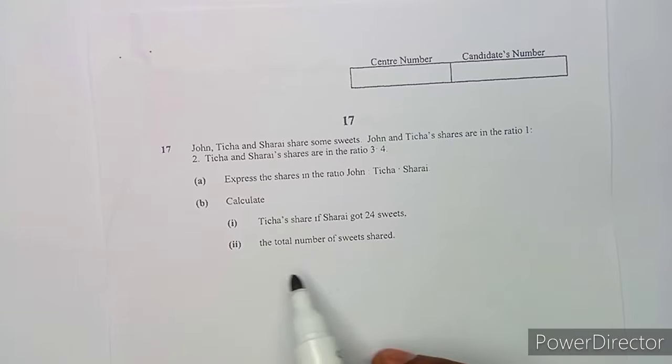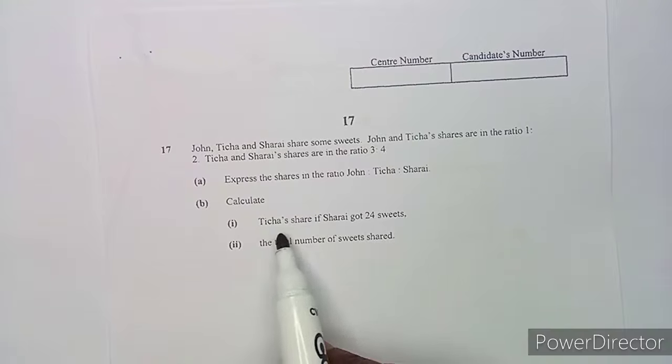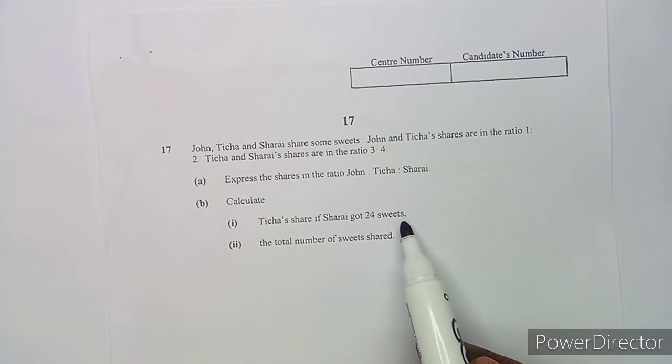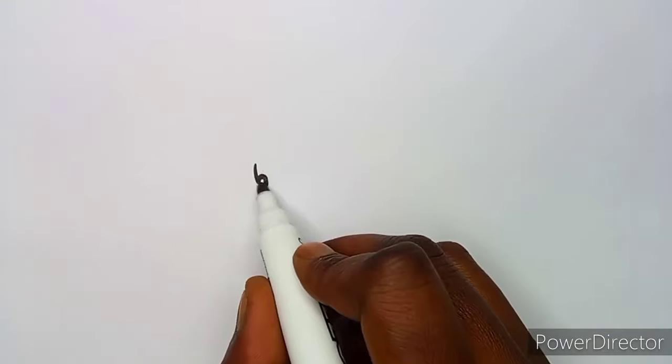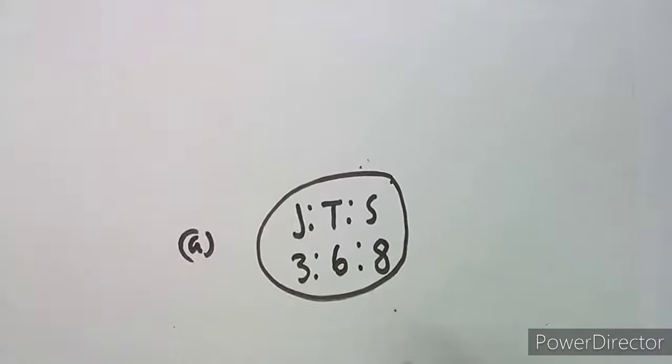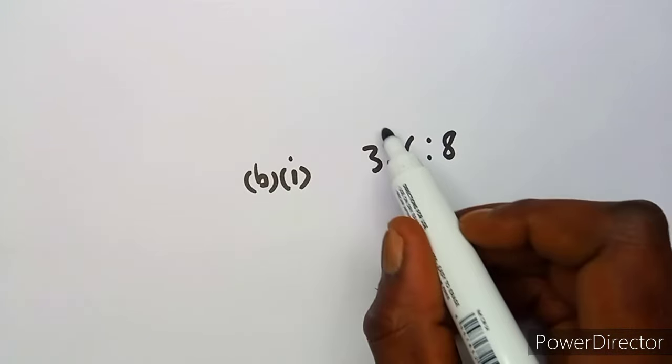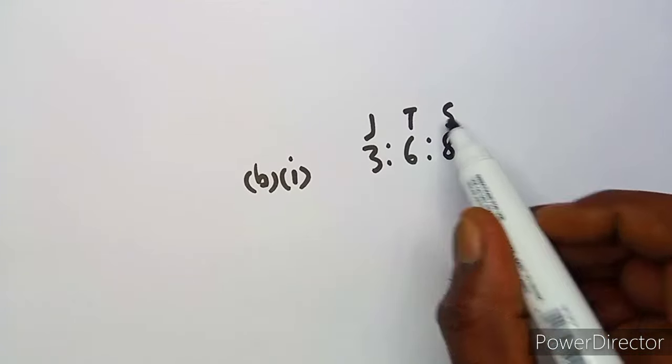Let's move on to the other part now. On B, we are given that, okay, these guys here that we're talking about, calculate teacher's share if Sharai got 24 sweets. Okay, so this is what I'm just going to do, because now I have got the ratio. Remember, these guys, they've got this ratio 3:6:8, and this is for John, for teacher and for Sharai.